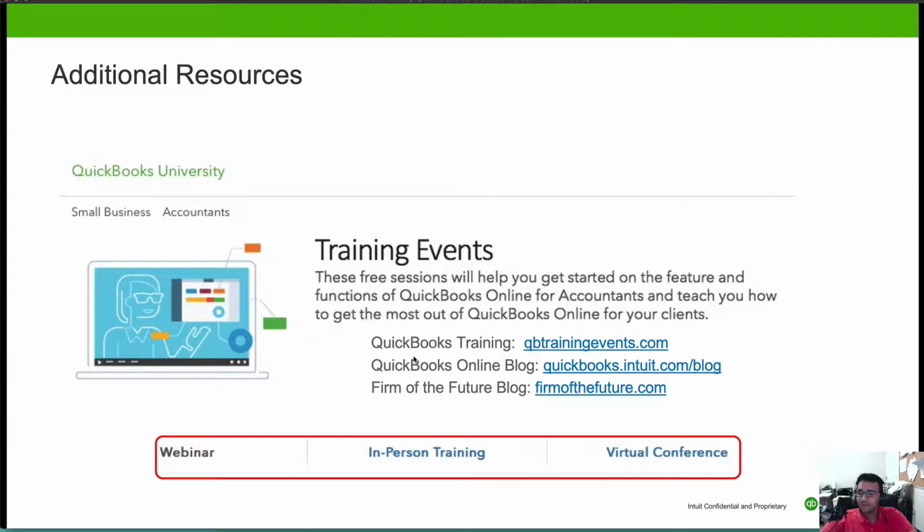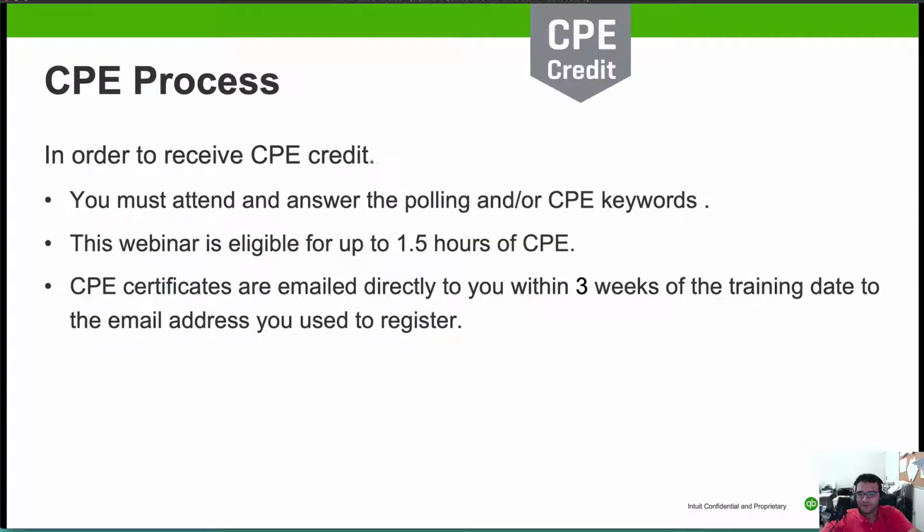Now, on the QuickBooks blog, every month or every 2 months, you're going to see articles with updates to the software. QuickBooks Online is being updated 6 to 12 times a year with new features, so that's a great place to stay on top of everything about QuickBooks Online. And of course, the Firm of the Future blog, which is similar to the QuickBooks Online blog, but it covers other non-QuickBooks related topics like practice management, things that pertain to sort of the everyday digital accountant.